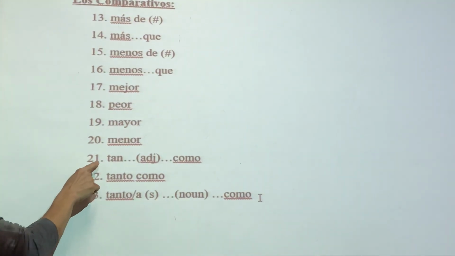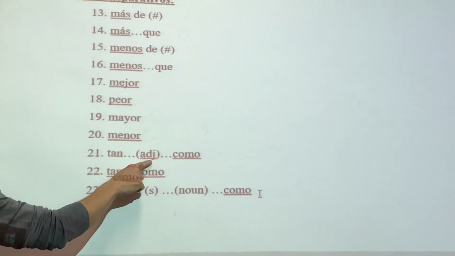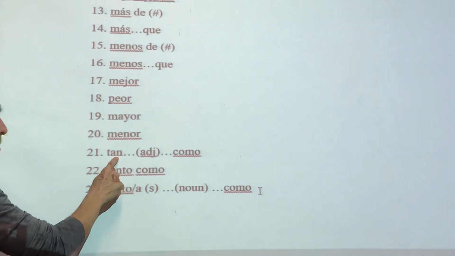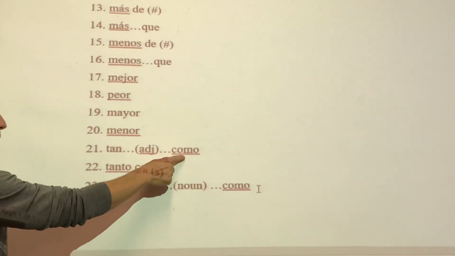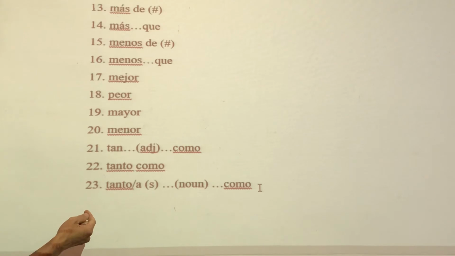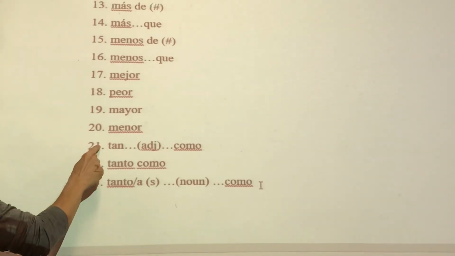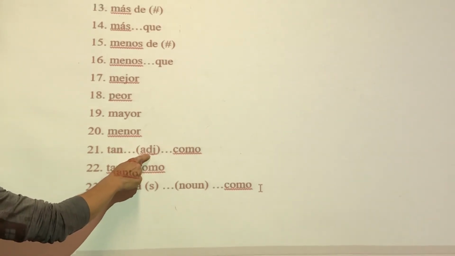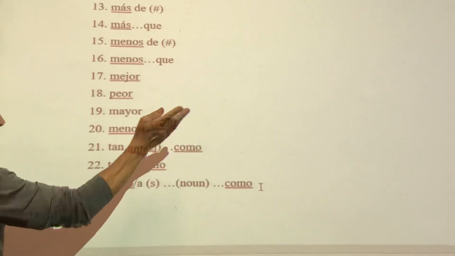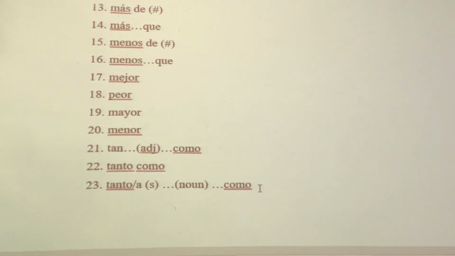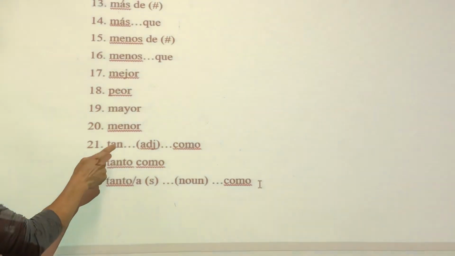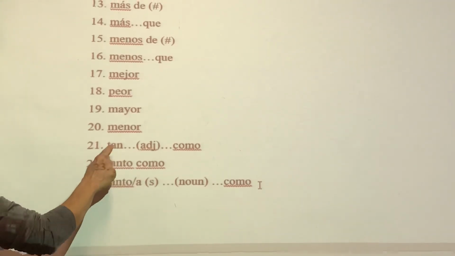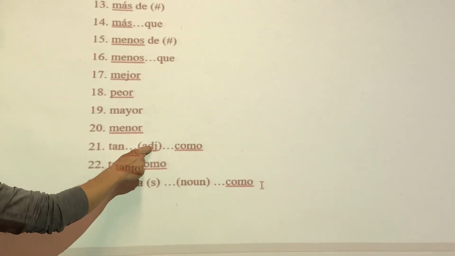Almost done. Number 21, tan, ADJ stands for adjective. So tan and then an adjective and como means as, and then whatever the adjective is, and then as. So for example, if I said tall, so I want to say she is as tall as, I'll say ella es tan alta como su hermano, or whoever, her brother or someone. Okay, so she is as tall as. So notice because I said she, I made this alta. If it were he, this would be alto. So tan goes with a word here as an adjective.